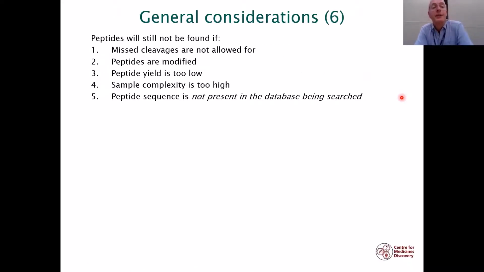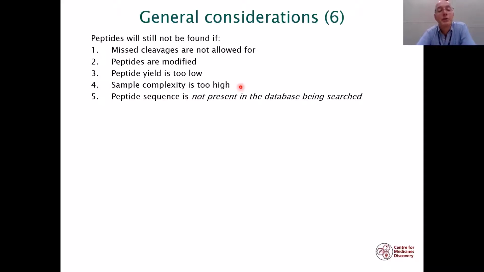So despite all of that, peptides will still not be found if we don't allow for missed cleavages, okay? So you cannot assume that your digestion is going to be complete. So it's normal to allow for 2, 3, 4 or more missed cleavages in your digest. Your peptides may be modified. If they're modified, we are not going to know the mass. You're not going to identify your peptide if the peptide yield is too low. You may struggle if your sample complexity is too high.